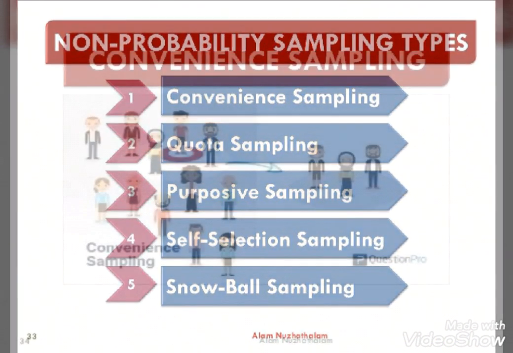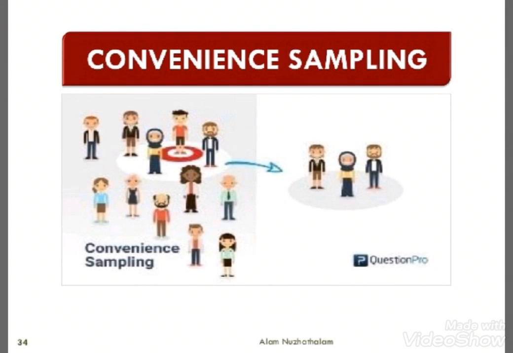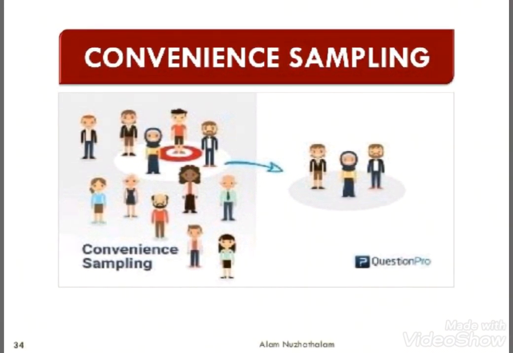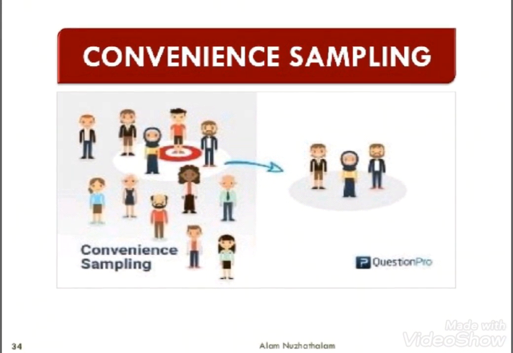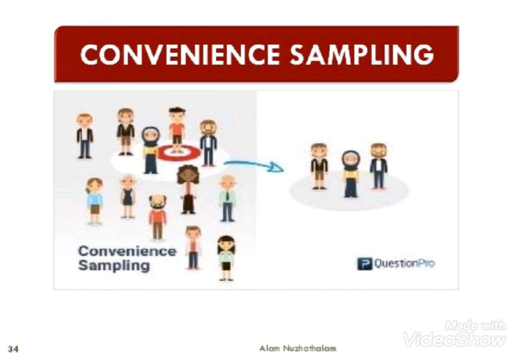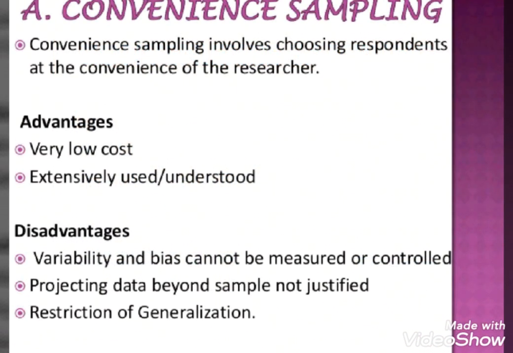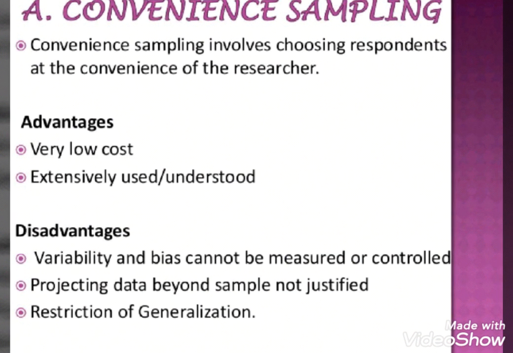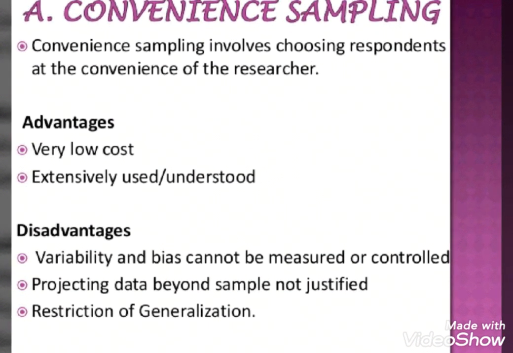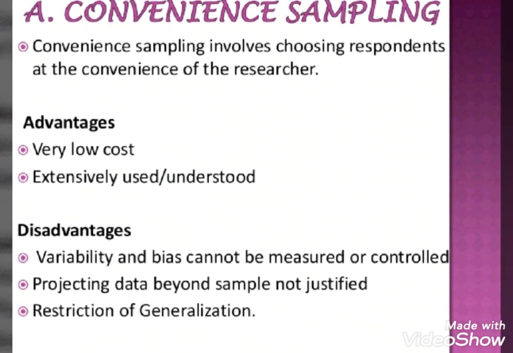So first we are going to see convenience sampling. Here the word convenience means what is within your reach or what is easy for you to select. So this is what convenience sampling is. Introduction: convenience sampling involves choosing respondents at the convenience of the researcher, as I told, which is not difficult and is easy for you to select.